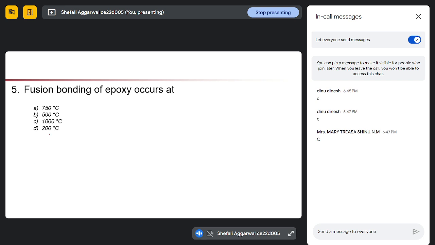So next question is, fusion bonding of epoxy occurs at what temperature? 750 degrees Celsius, 500, 1000 or 200? This you might not have studied in the lecture. Usually fusion bonding of epoxy happens at 200 degrees Celsius. Greater than 750 we are using for the galvanized rebar. For fusion bonding, we are pouring powdered epoxy, so that happens at a temperature of 200 degrees Celsius.